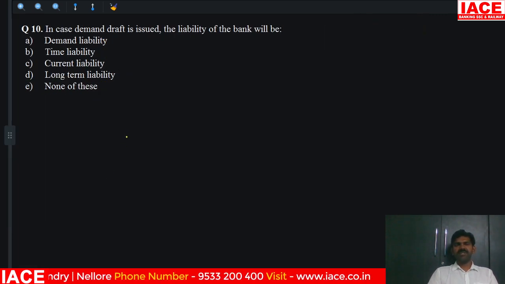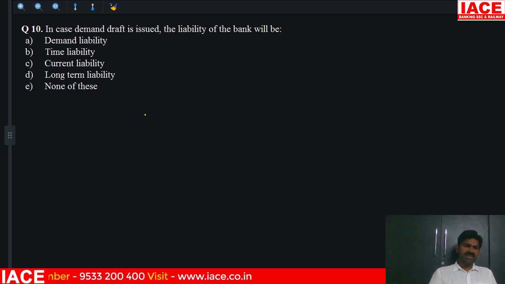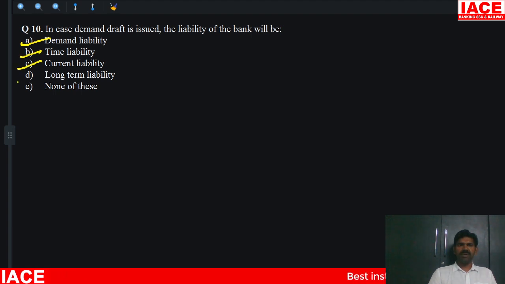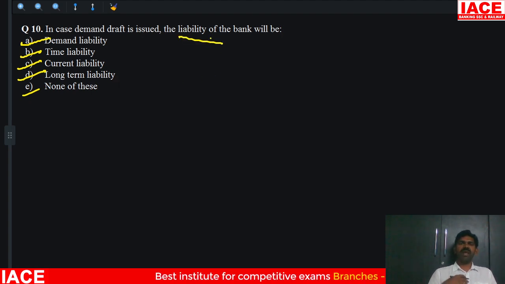In case a demand draft is issued, the liability of the bank will be, a very nice analytical question. Option A, demand liability. Option B, time liability. Option C, current liability. Option D, long-term liability. Option E, none of these. What is a liability? A liability is nothing but a commitment that a bank will have to fulfill. Fulfilling a commitment from the bank's perspective is called a liability.